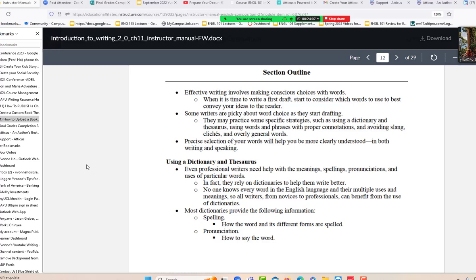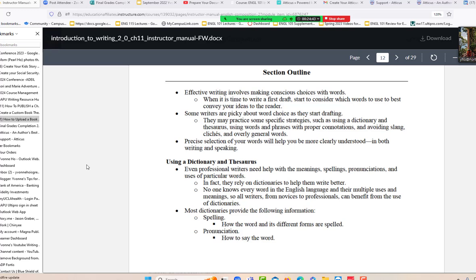Effective writing involves making conscious choices with words. When it is time to write a first draft, start to consider which words to use to best convey ideas to the reader. Some writers are picky about word choice as they start drafting. They may practice some specific strategies, such as using a dictionary and thesaurus, using words and phrases with proper connotations, and avoiding slang, cliché, and overly general words. Precise selection of your words will help you be more clearly understood in both writing and speaking.